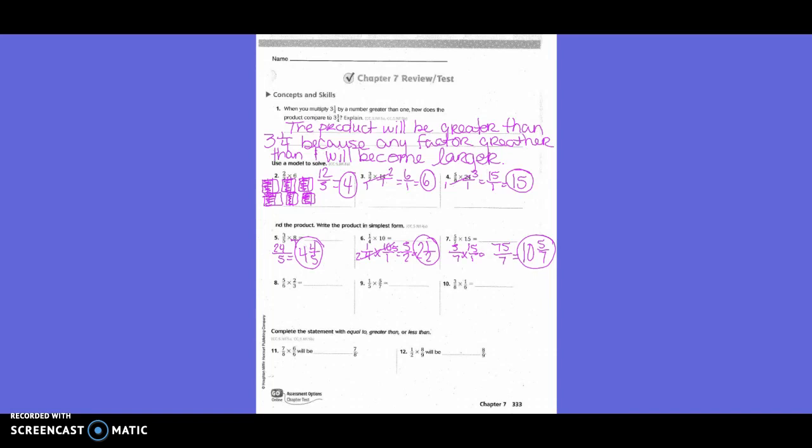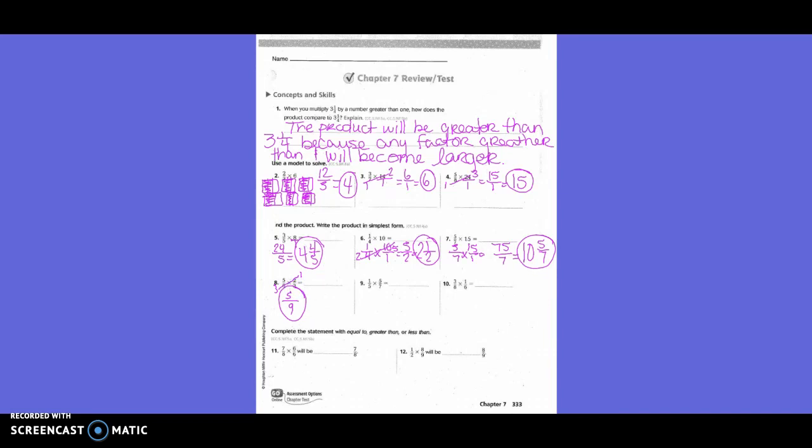Okay. 5/6 times 2/3. Can I simplify before I begin? Yes. What goes into 2 and 6? 2. 2 goes into 2 once. 2 goes into 6 3 times. 5 times 1 is 5. 3 times 3 is 9. Can I simplify any more? No. So my answer is 5/9.